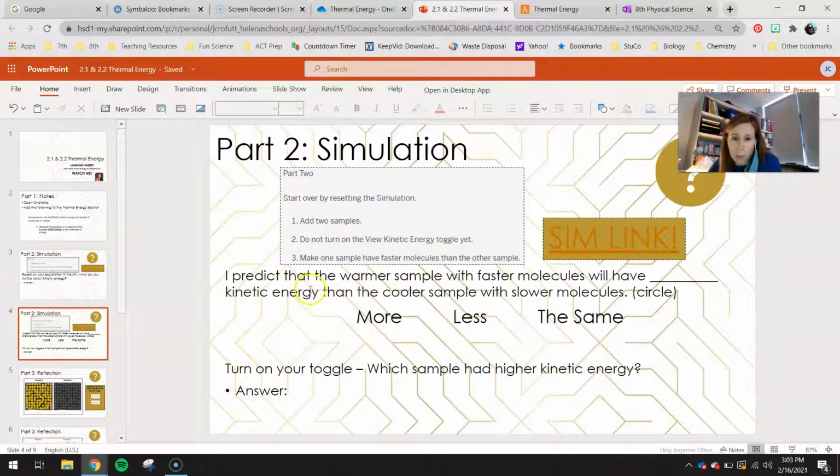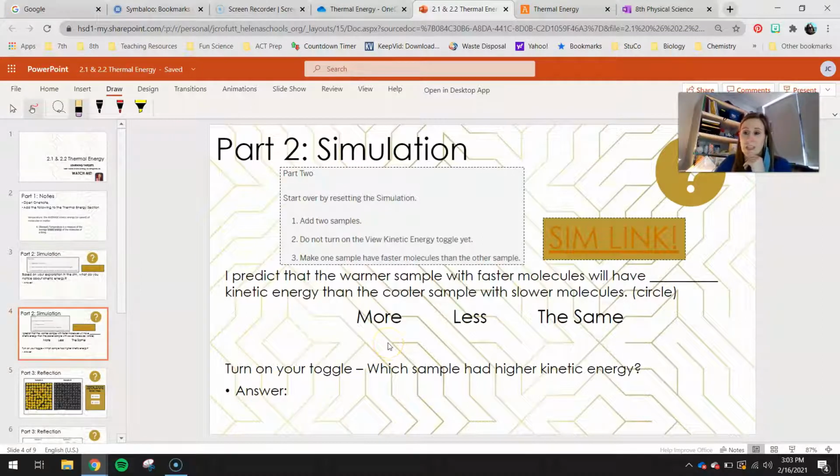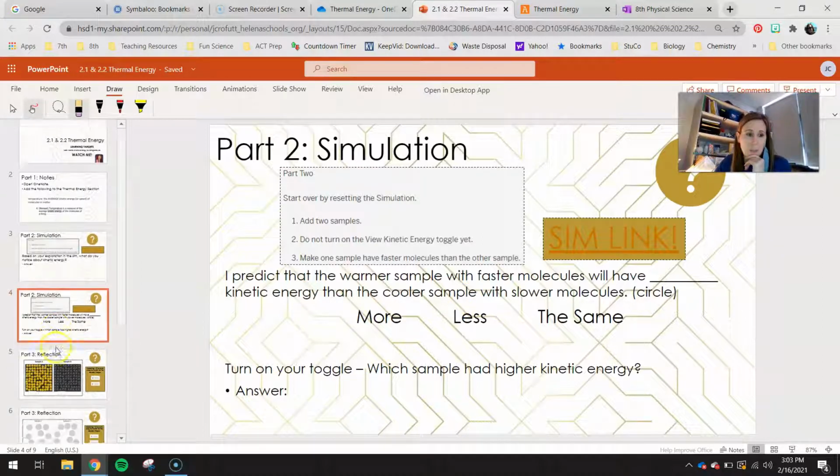And then I predict that the warmer sample with faster molecules, so the one that you made faster, will have, and you will use the draw tool to circle more, less, or the same amount of kinetic energy than the cooler sample. So make sure you circle that answer. And then you can go ahead, flip your toggle on, and tell me which sample had the higher kinetic energy. So you can relate that speed to kinetic energy.